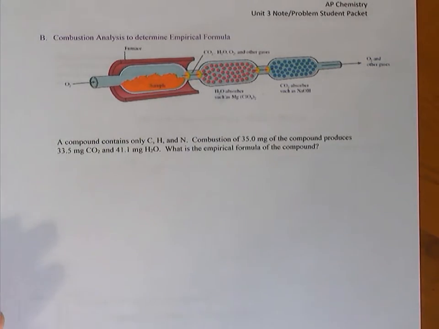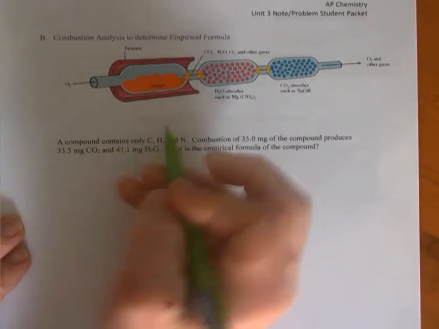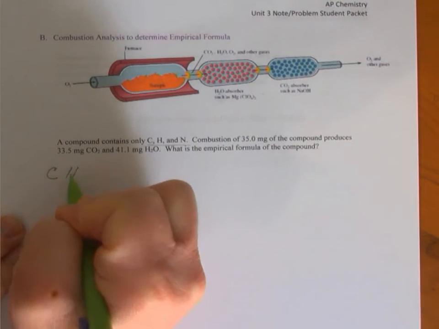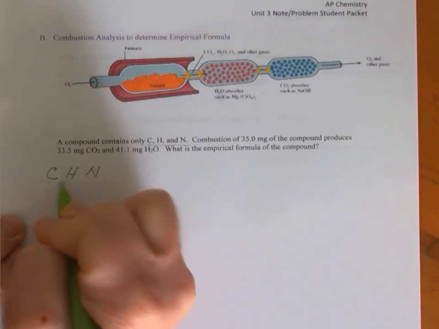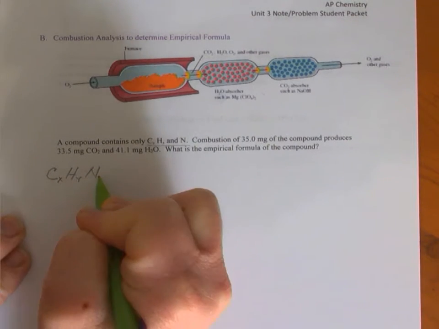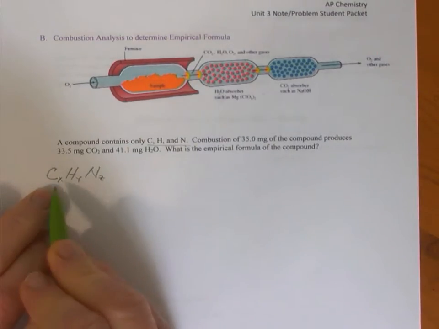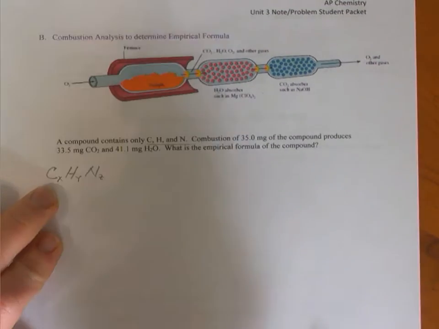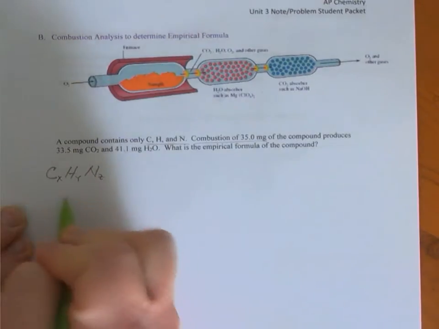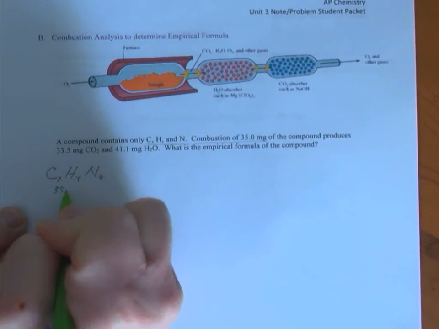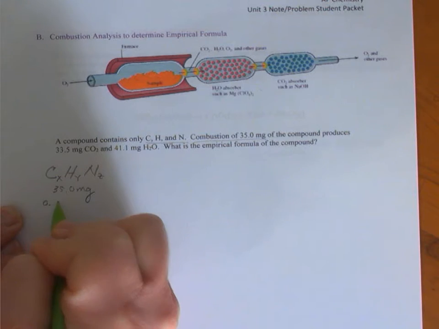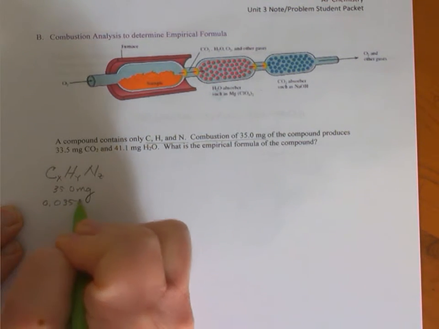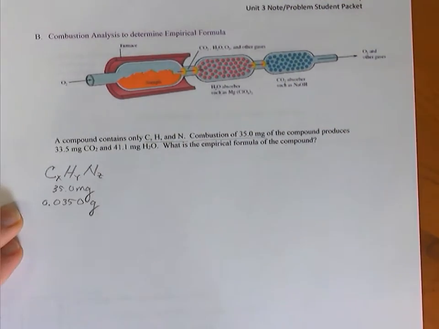All right, we are trying to find the compound, and we're told right off the bat it's made of carbon, hydrogen, and nitrogen. And we want to find out our subscripts. So I'm just going to call them X, Y, and Z for now. We are combusting 35 milligrams of it. I'm going to go ahead and divide that by 1,000, so I know it'll be 0.0350 grams, respecting sig figs.